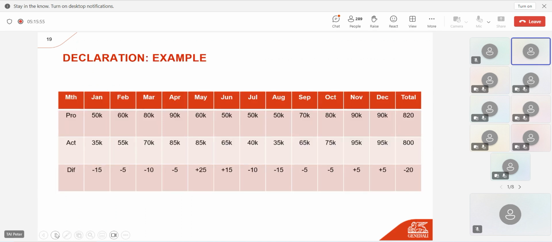Okay, let's say for example, the month. The provisional is this. The first line is the provisional. So provisional meaning the client will say, okay, this is what I expect to have. And the total at the end of the year is 180,820. But the actual is only this, the second line. Why does May suddenly pick up so much? Oh, because May is the Hari Raya season.